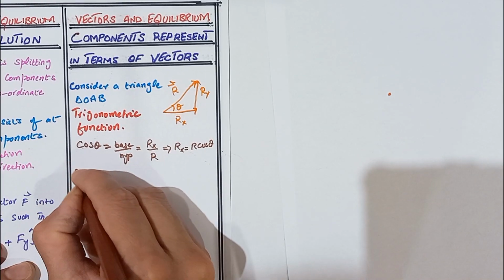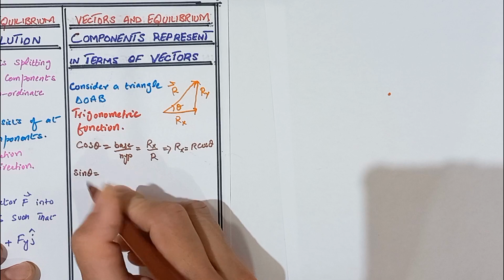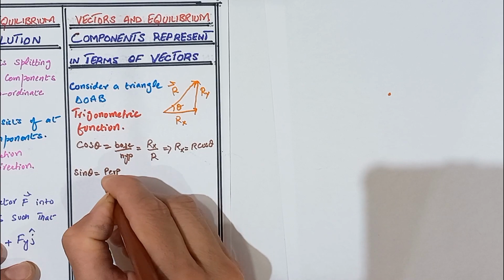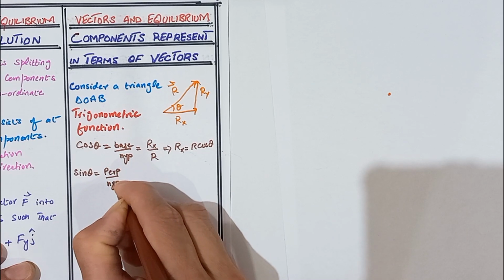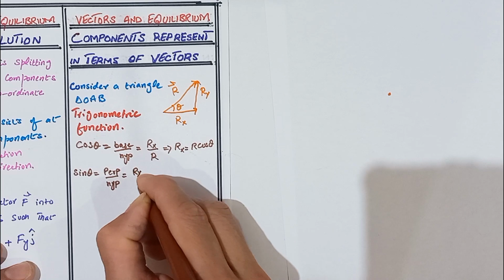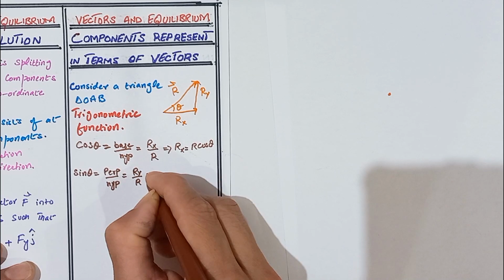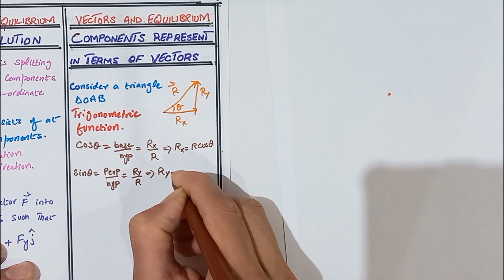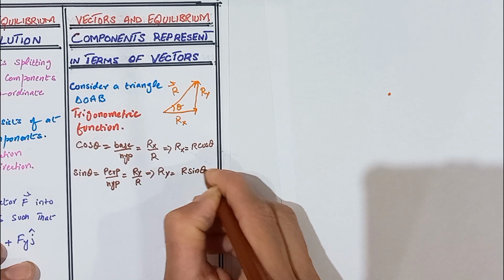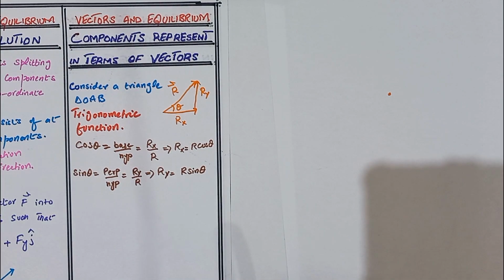Here we use the other trigonometric function, sin theta, which is equal to perpendicular over hypotenuse. Perpendicular is Ry, hypotenuse is R. Ry is equal to R sin theta.